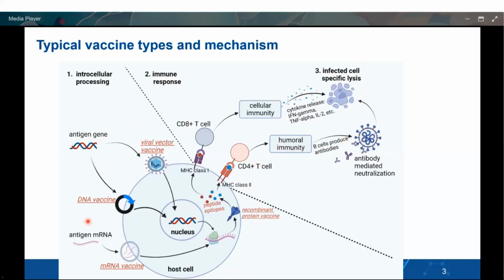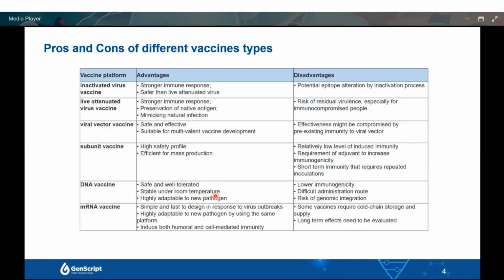We can see here more clearly the different types of vaccine, including viral vector vaccine, DNA vaccine, mRNA vaccine, and recombinant protein vaccine here. And also we have peptide or protein vaccines. Okay. And the next part, we are going to look at the pros and cons of different vaccine types.